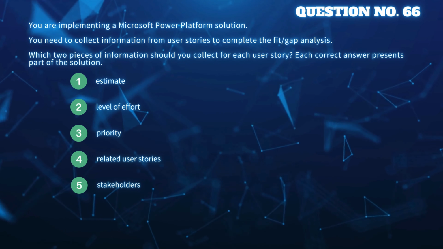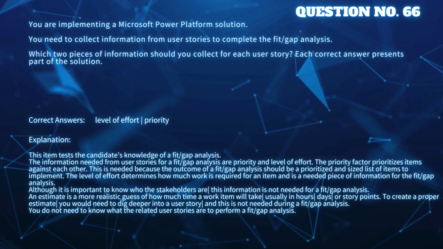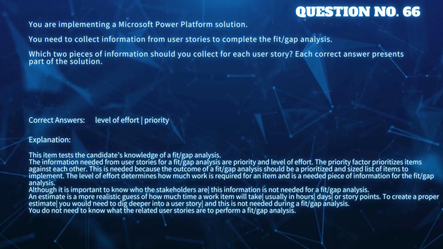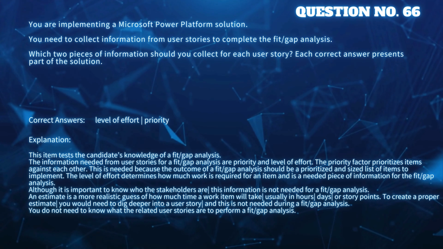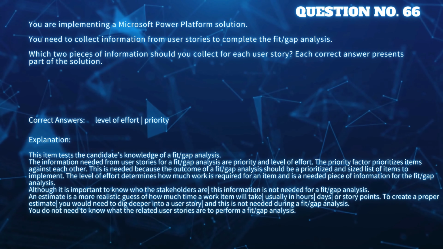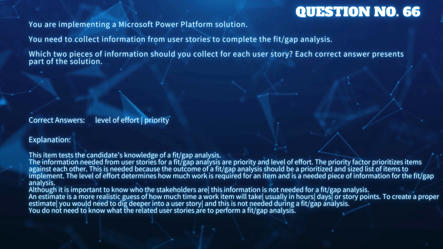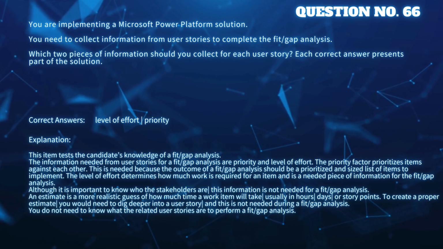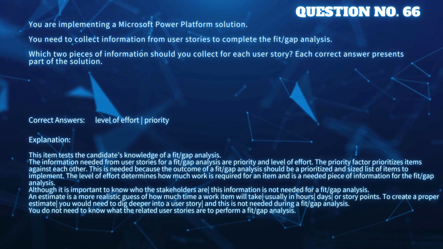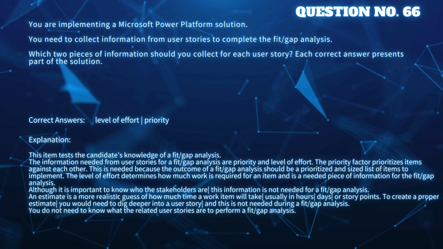Explanation: this item tests the candidate's knowledge of a fit/gap analysis. The information needed from user stories for a fit/gap analysis are priority and level of effort. The priority factor prioritizes items against each other. This is needed because the outcome of a fit/gap analysis should be a prioritized and sized list of items to implement. The level of effort determines how much work is required for an item and is a needed piece of information for the fit/gap analysis.